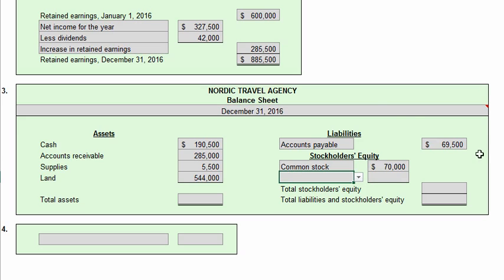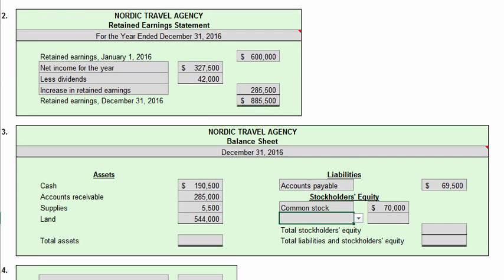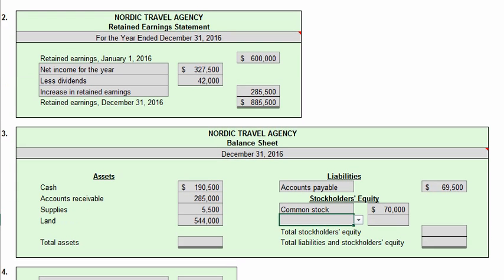And then we'll also list retained earnings. Now, an easy mistake to make here would be to pick up the retained earnings balance given in the book, which was $600,000. But remember, that's the January 1st balance. We're now at December 31st. So we want to pick up the amount from here. The December 31st, 2016 retained earnings balance is $885,500. And that's retained earnings.